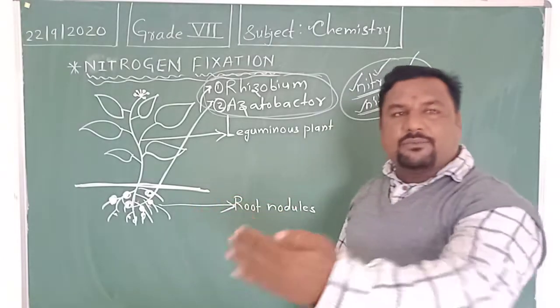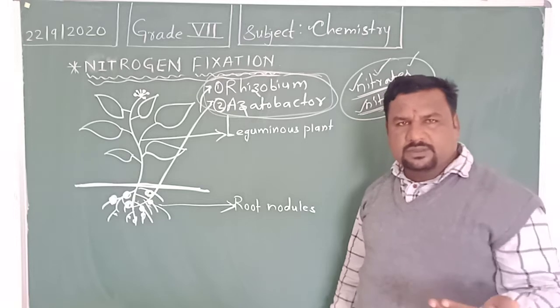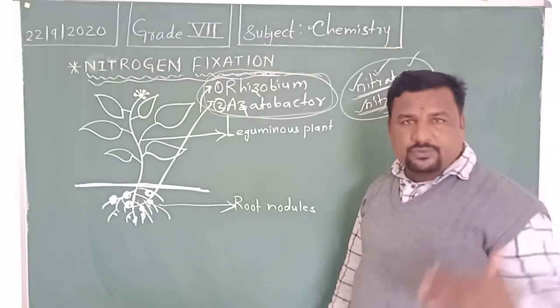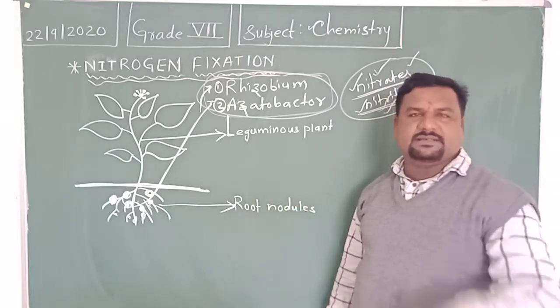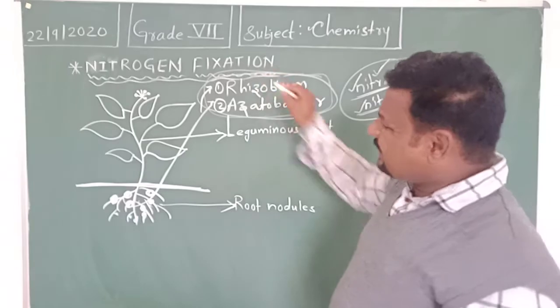And from plants we obtain them. We depend on plants for our food. We eat green leafy vegetables and we take fruits. In that form, we consume the required essential nitrogen. So nitrogen fixation is a very good example.